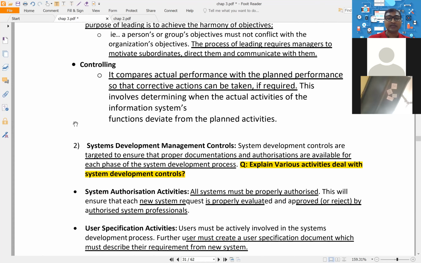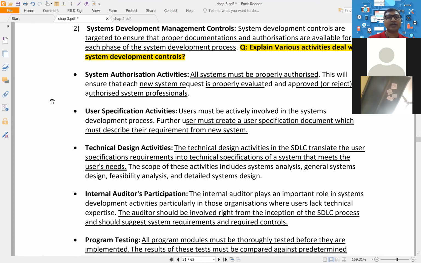System development: when you start developing the system, it is not possible to develop it in one go. There are phases. First, whenever users demand that a new system should come, management will not say yes. Management will appoint an expert. The expert will review the request, and if they find that a problem is there in the system and a new system should get into the company, then only management will say okay, proceed. That is the first, system authorization activities.